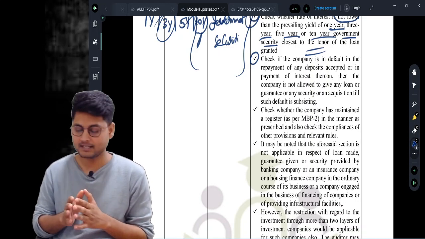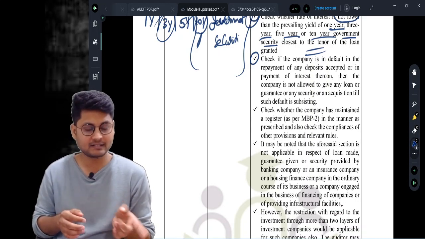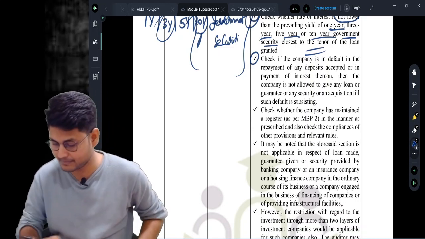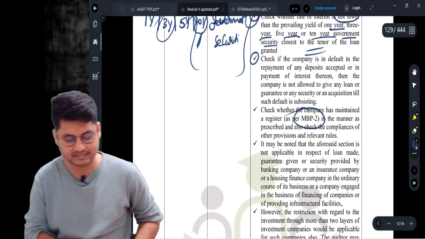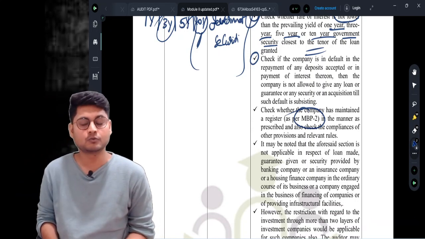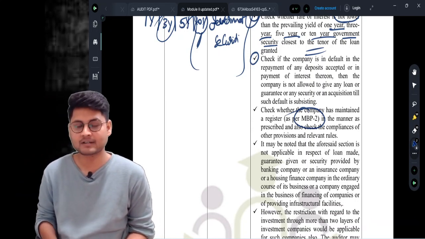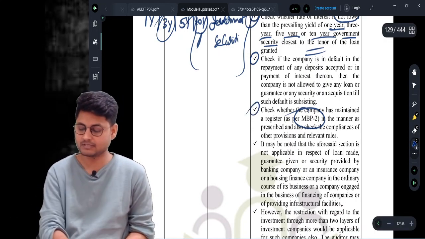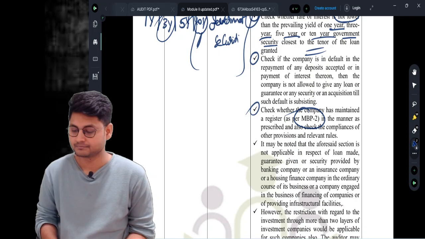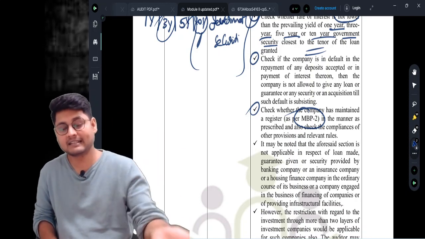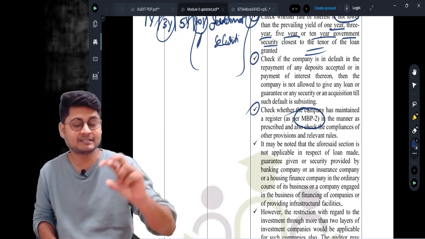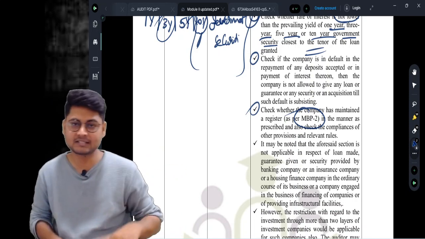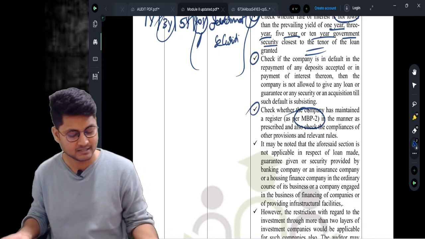In a similar way, like we have a register in 185, there is another register for 186 also. It is MBP2. It is the register to be maintained by the company to whom loan, security or guarantee is given. There, it talks about only directors and their relatives, or the business enterprise in which the director is interested. But here it talks about what? It can be to any body corporate or any person.